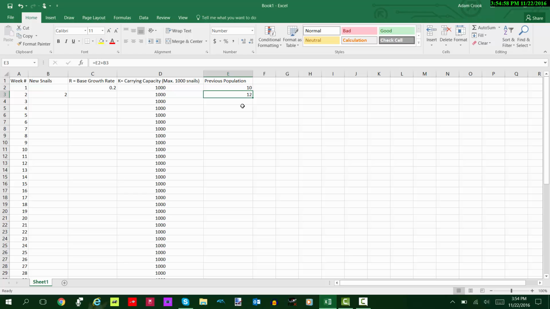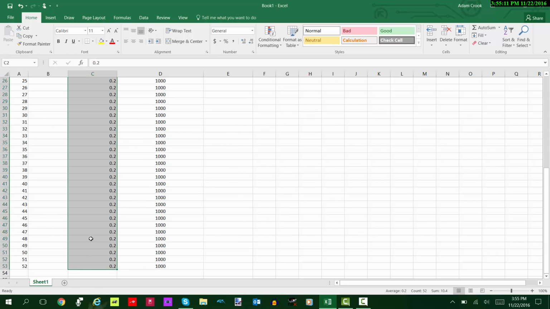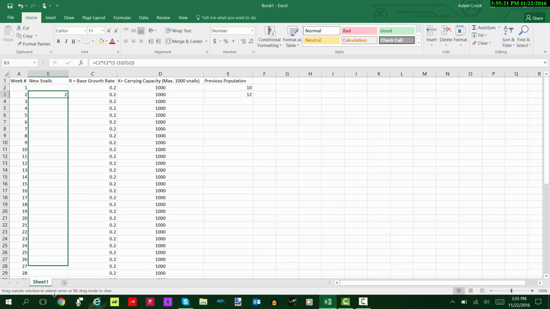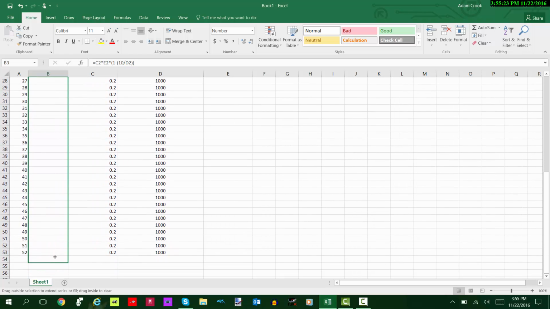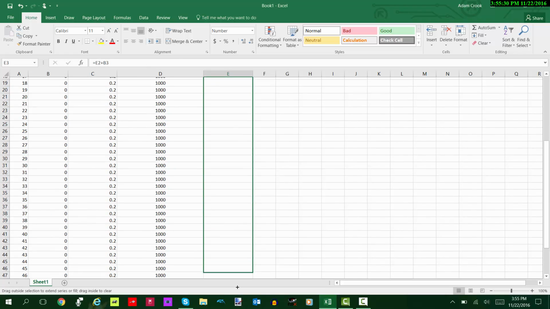Is this the constant base growth rate then? Yeah, that's constant for this. So 0.2. So bring this down all the way through 52 weeks. As long as we get the next population and stuff like that. So we need to bring this down. That's fine because we have yet to set the equation. Let's see what we got.